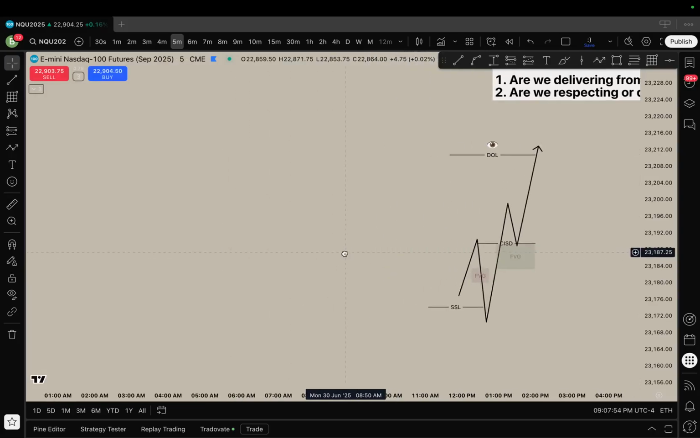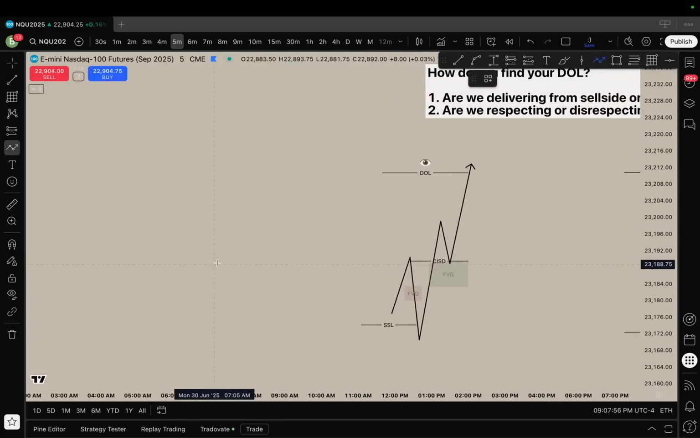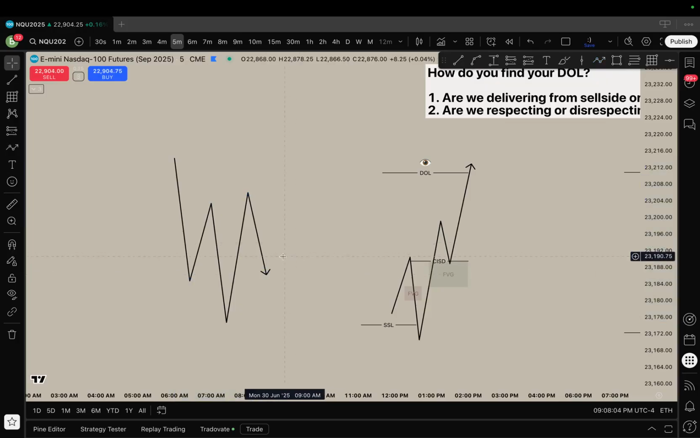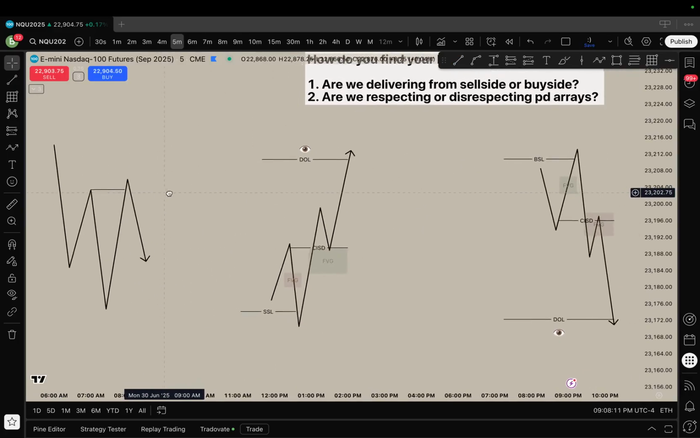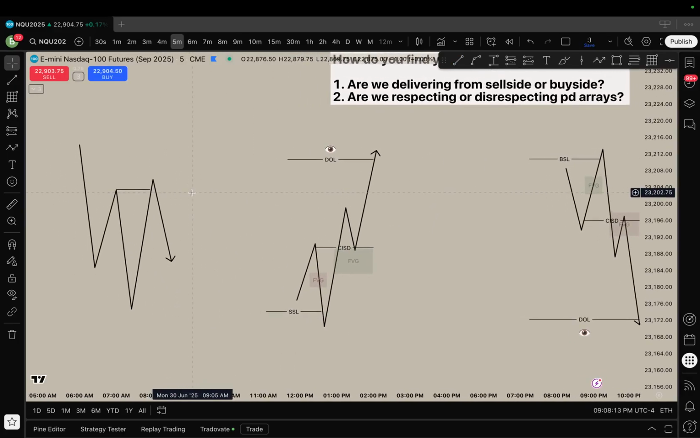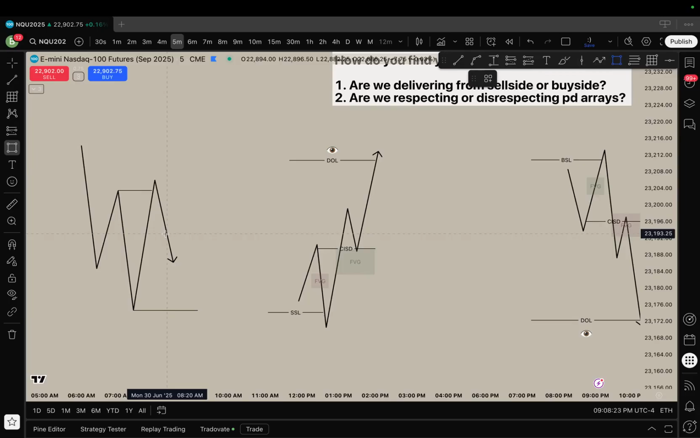Now, again, this chart can also look like something like this. Right? What is happening here, most likely? Well, we are delivering from buy side, right? Now, this is, again, very simple, but very similar. But delivering from buy side, we have this draw on liquidity here, right? And this is some sort of continuation model, right?